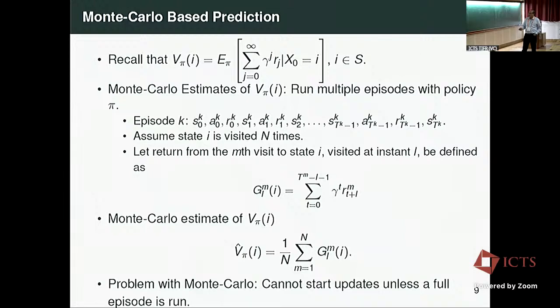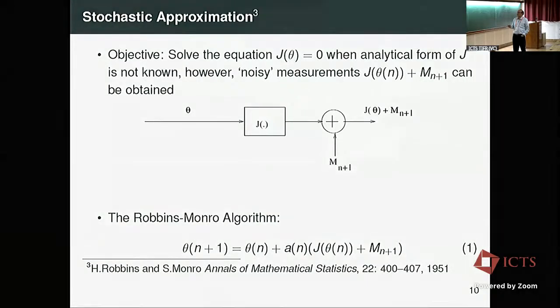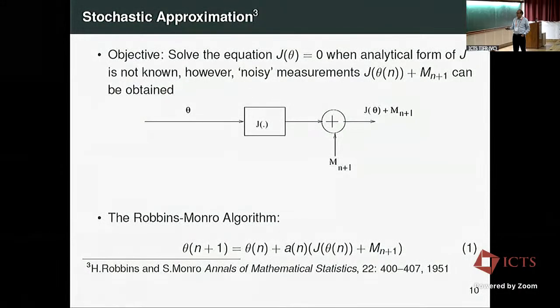As mentioned here, the problem with Monte Carlo is you cannot start updates until the whole episode of data is available. Unless that happens, you cannot really update. So that is where we appeal to stochastic approximation. This started out as an area via this seminal paper of Robbins and Munro, which appeared in 1951.